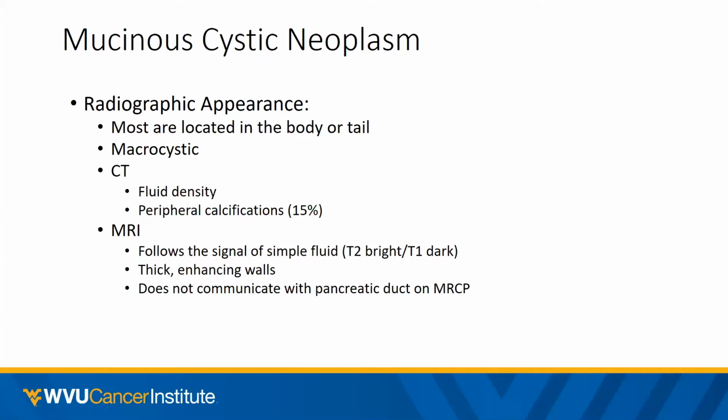By MRI, mucinous cystic neoplasms will generally follow the signal of simple fluid. So they'll be T2 hyperintense while T1 hypointense. The wall tends to be thick and enhancing, as Dr. Boone mentioned, and that corresponds with the fibrous capsule. But the important thing to delineate is that it does not communicate with the pancreatic duct by MRCP.